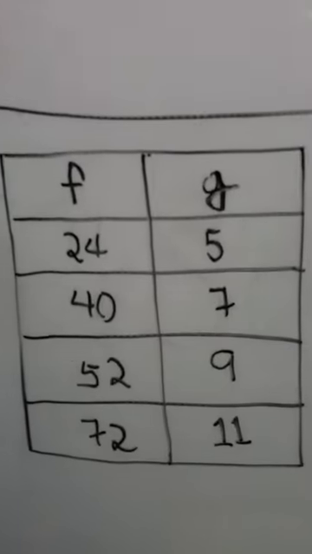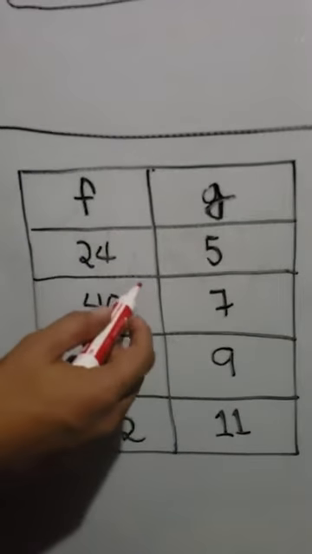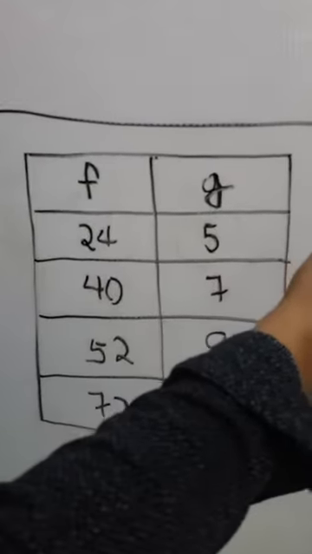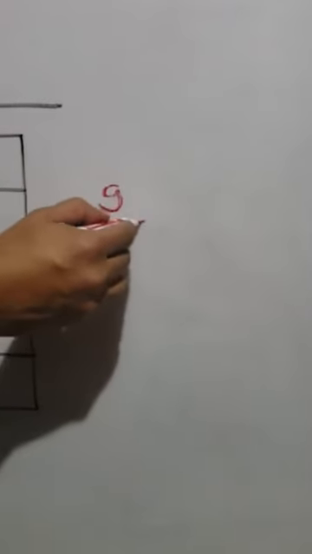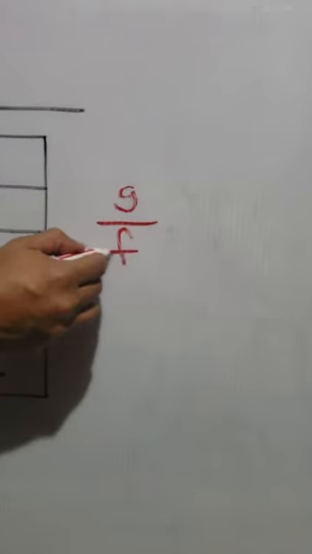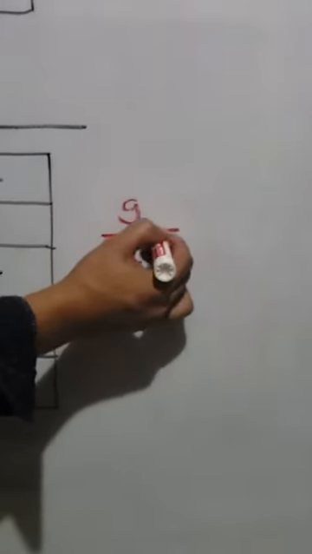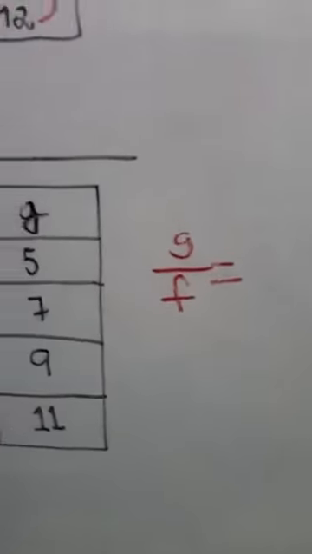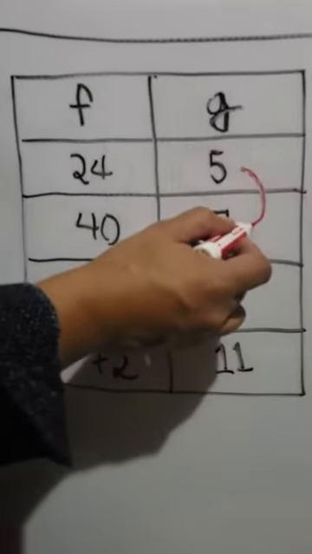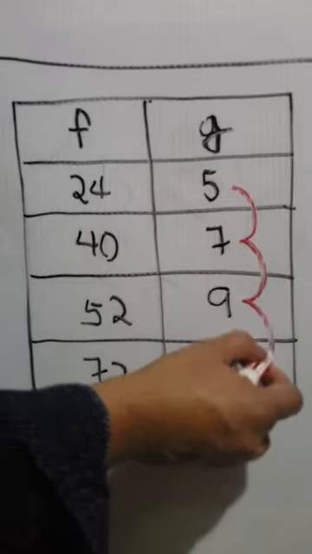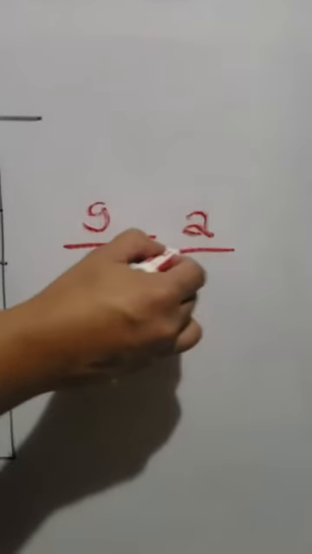This here. You see, the formula is G over F. Now let's find the pattern of the G. The G is going by 2, see? From 5 to 7, 2. From 7 to 9, 2. From 9 to 11, 2. So this is the number 2.